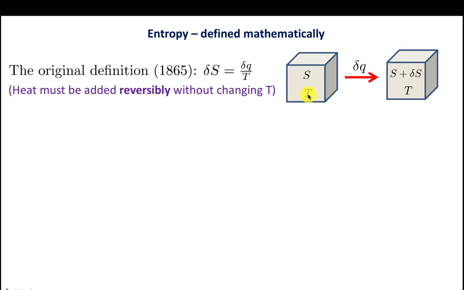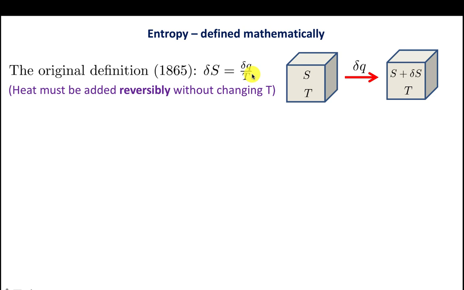So whatever I put in, the small amount of heat, it will increase the entropy by a small amount delta S, but the temperature will remain unchanged. So this could be a huge, huge body, and a small amount of heat is not going to change the temperature. However, the entropy is going to change by this amount. Now, that's a definition, and it doesn't seem to have anything to do with atoms, molecules, or whatever.